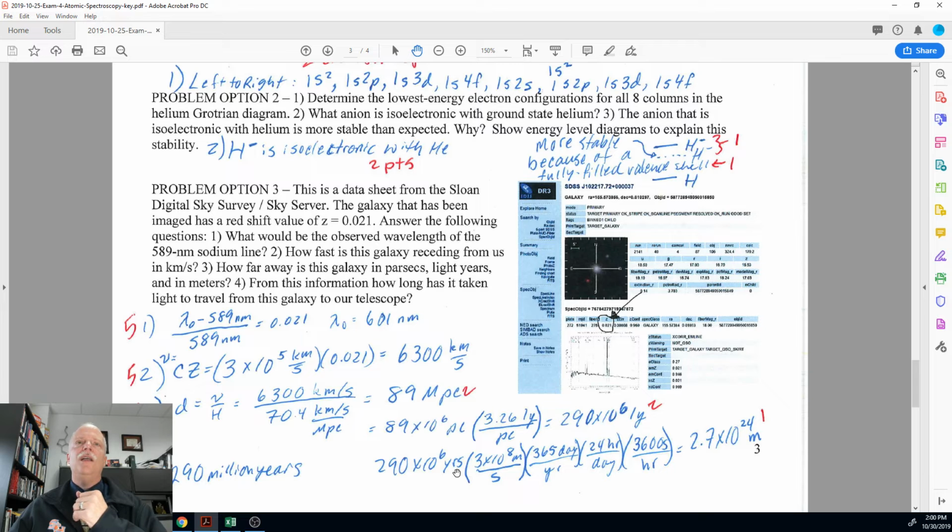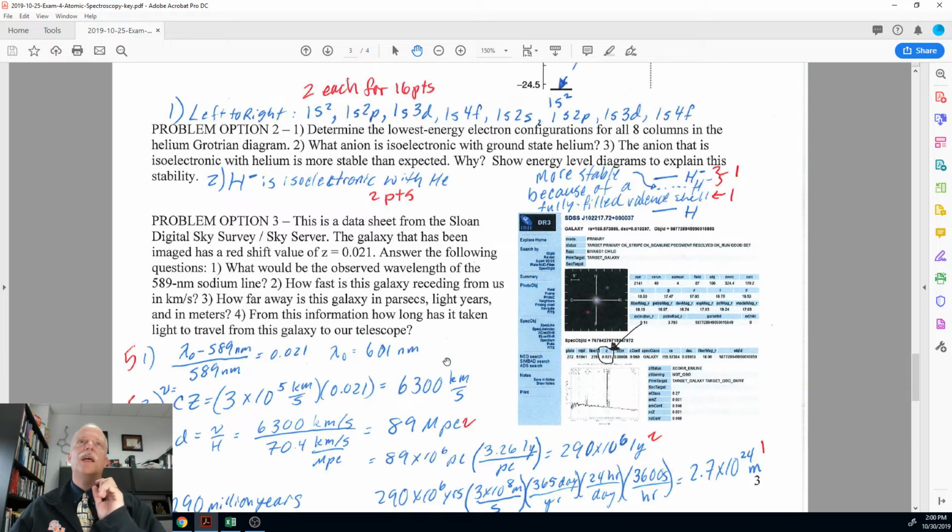And then we could take that many years and convert that to distance using the speed of light. So we have that many years and we have light traveling this fast. Converting that from years to seconds will cancel the seconds and give us distance. So putting in the normal values for days, years, hours, and seconds, we get to meters. So it's 2.7 times 10 to the 24th meters away from us. So that was option number 3. You only had to do 2 of these.